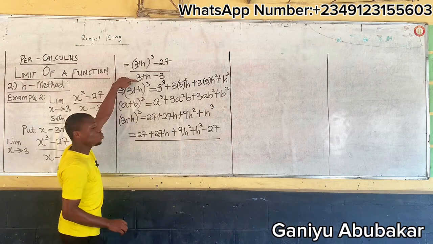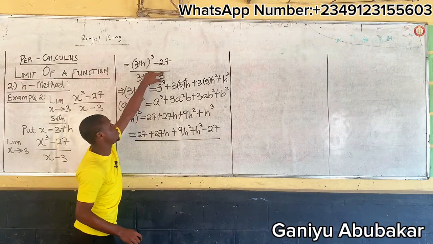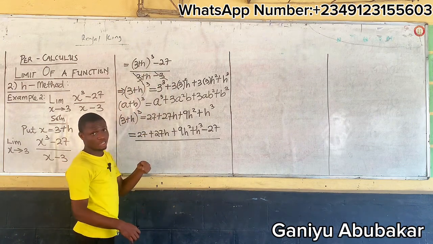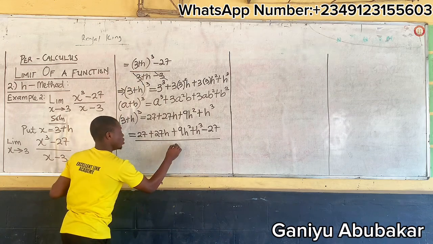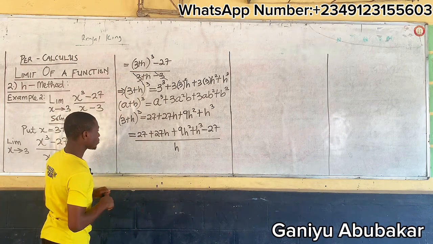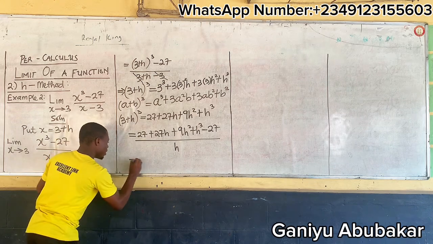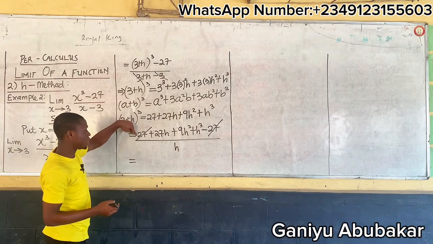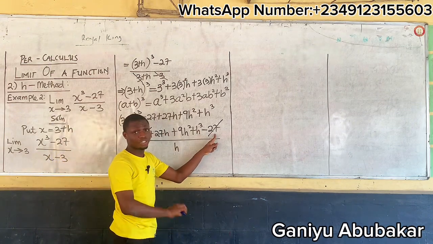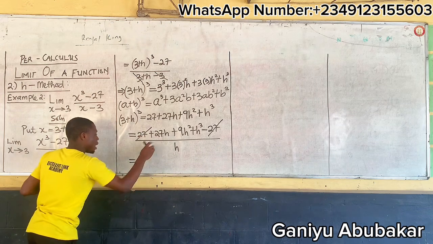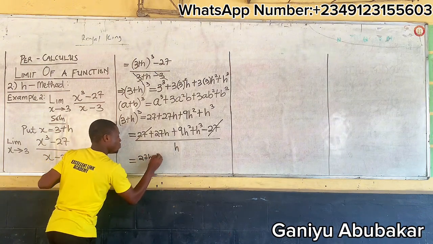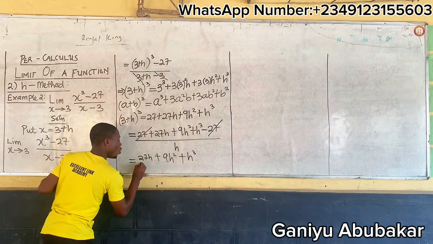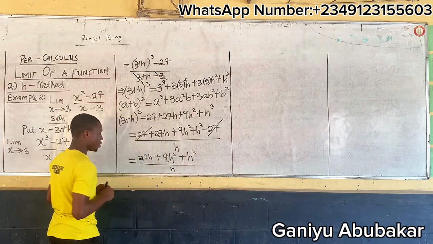Observe, I have plus 3 minus 3. These two cancel out. Plus 3 minus 3 is of course 0. So I'm left with just h here. Next, if you observe clearly, plus 27 minus 27 is of course 0, so it's off. What am I having left? I'm having 27h plus 9h squared plus h cubed left, all over h, as you can see.